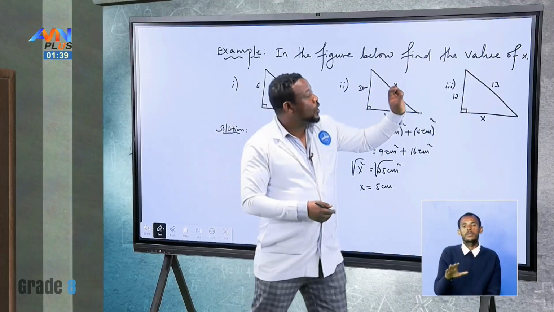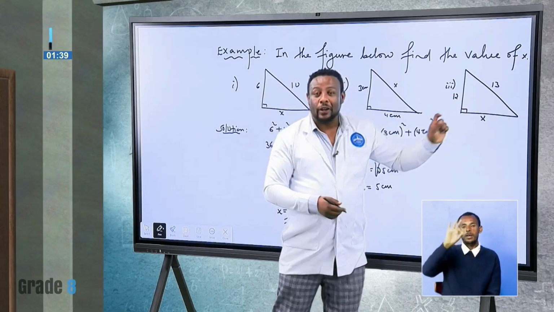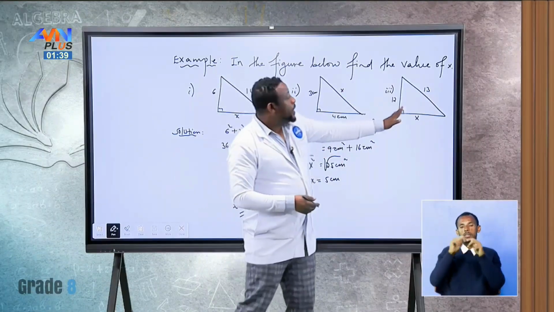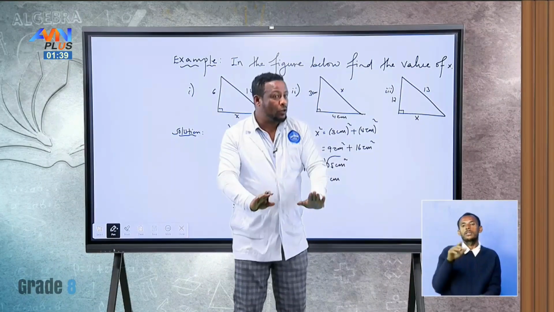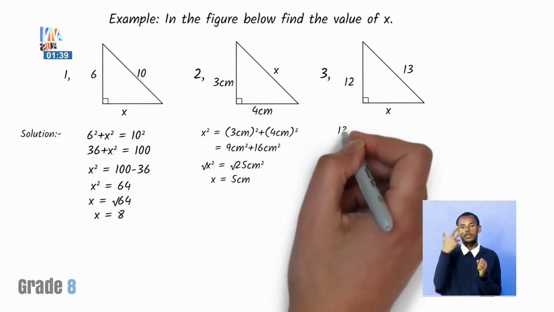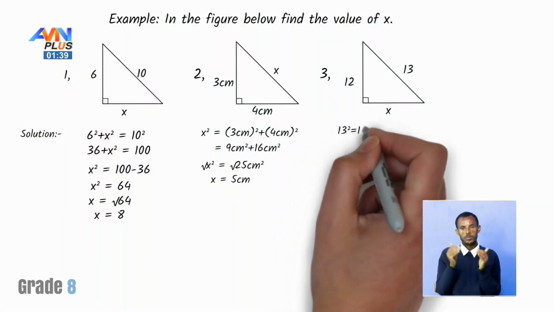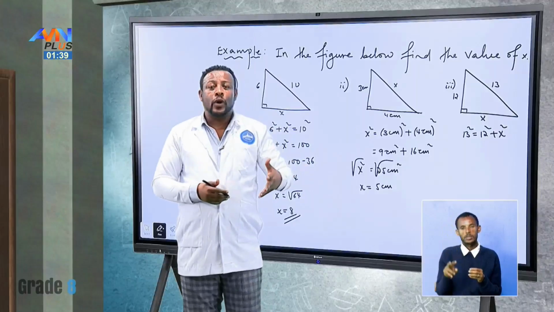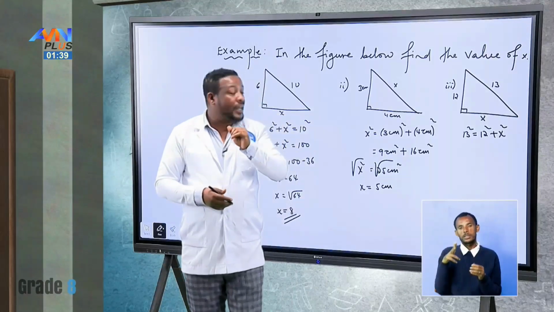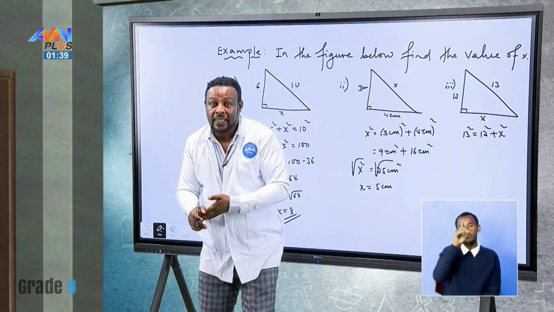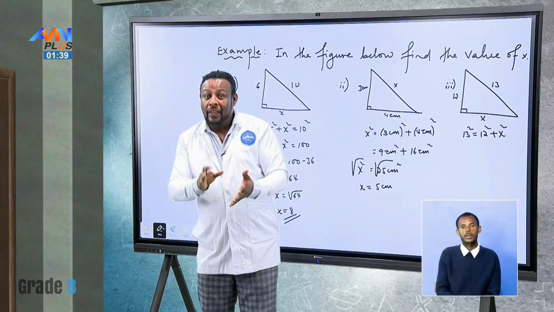Similarly, we can obtain the unknown side of the third triangle. In the third triangle, clearly 13 is the hypotenuse. So you can say 13 square is equal to 12 square plus x square. 13 square means 13 times 13, which is 169. You can check it.